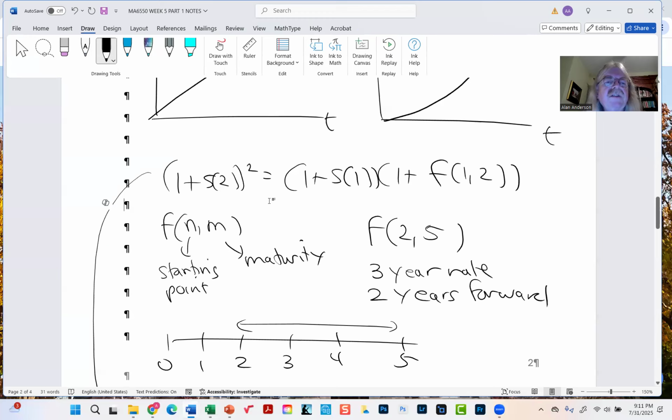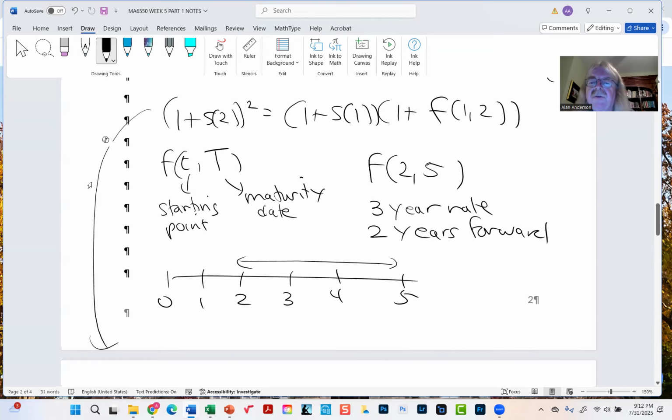So he's using lowercase t to indicate the starting point of this rate and the capital T to represent the maturity date. And then the difference between them is the actual length of time over which the forward rate applies. So like in here, in this case, it would be 3.